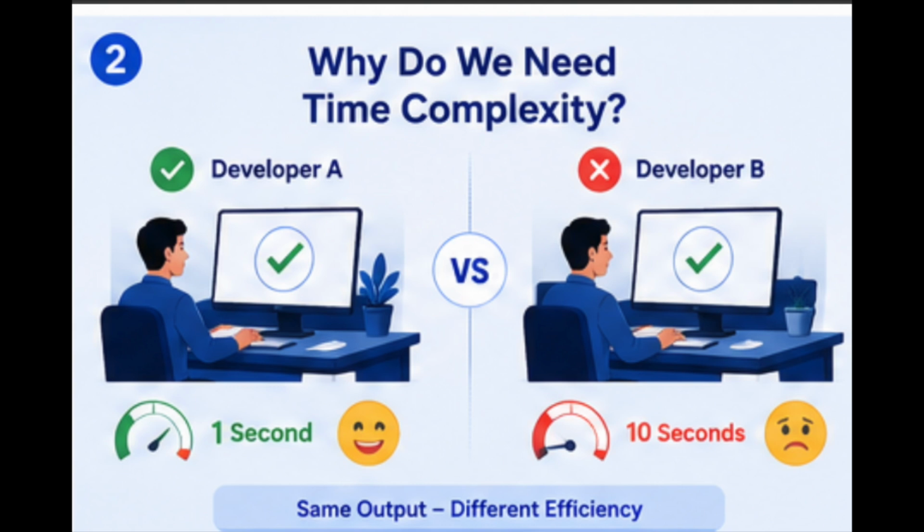Imagine two developers write code to find a student's roll number. Both return the correct answer. The first program finishes in 1 second. The second one takes 10 seconds. Which one would you use? Obviously, the first one. Now imagine the database grows from 100 students to 1 million students. The difference becomes much larger. One algorithm may still finish quickly while the other becomes painfully slow. Time complexity helps us predict this behavior before our application reaches production.